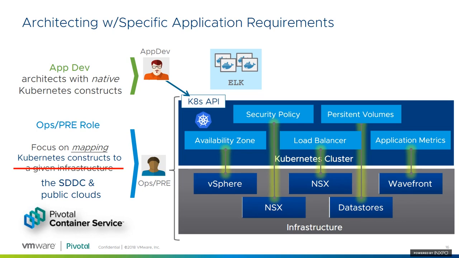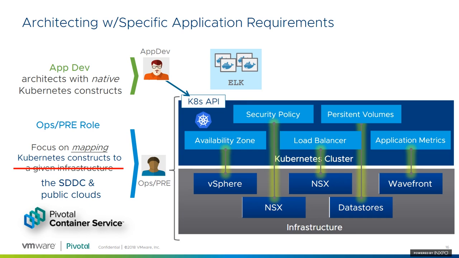Now, arguably, we'd like to think that a lot of our vSphere administrators are going to be the individuals that do this. And so they're going to want to know, how do I map an availability zone down to vSphere, security policy to the NSX distributed firewall, load balancer to NSX, persistent volumes to data store, and so forth. The metrics, like that Wavefront, is a great technology. So they're going to know availability zones are mapped to vSphere clusters, right? So there's all these mappings that occur down to the technology.